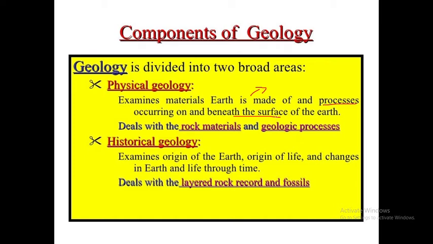How the earth is formed, what various processes result in the formation of the earth, and what materials are present. This especially deals with the rock materials and geologic processes. Physical geology mainly deals with rock materials, because rock is always an indicator of various ages, various formations, various climatic conditions. Everything we can infer from rock material. So physical geology moreover deals with various geologic factors or geologic processes.